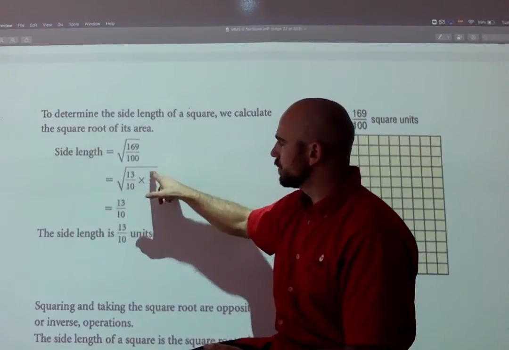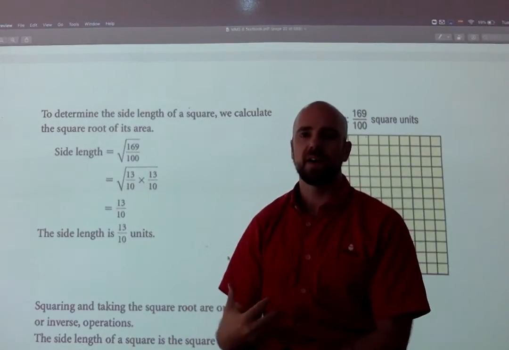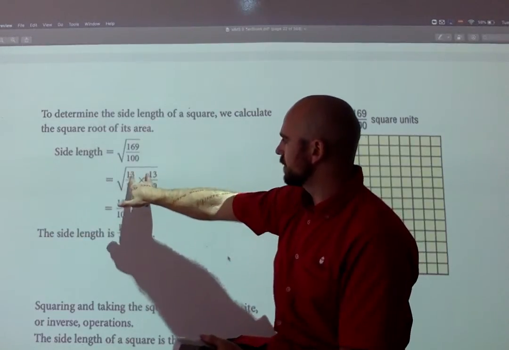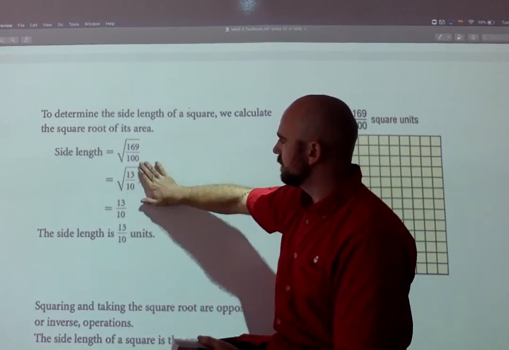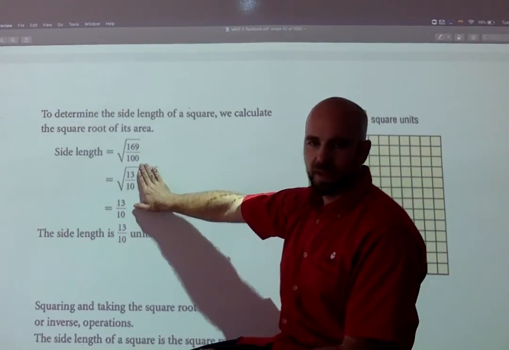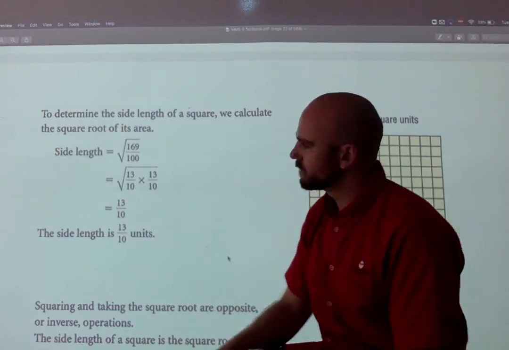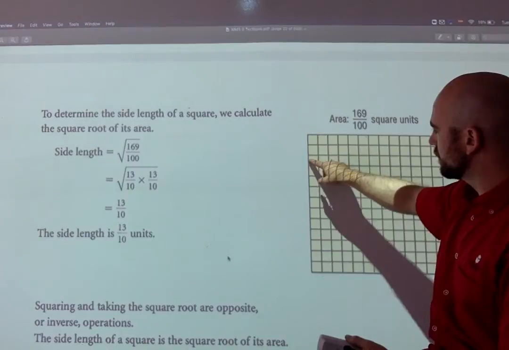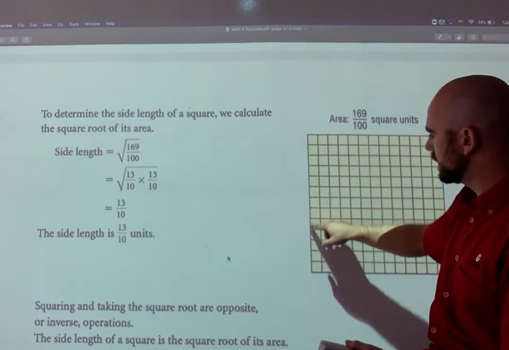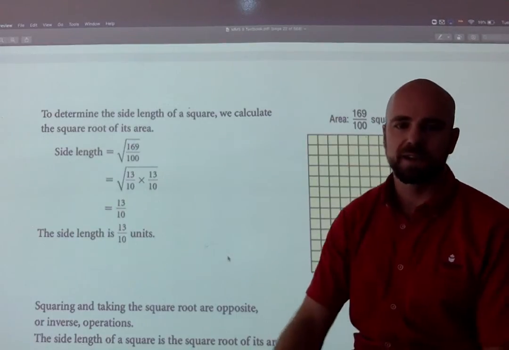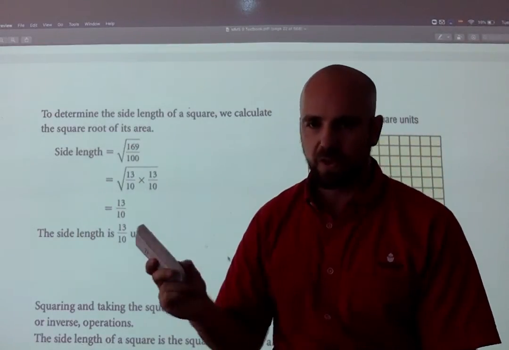So when we square root it, we're basically taking out one of the things that it's multiplied by. So instead of having 13 by 13, we're eliminating one of them, okay, because now it's no longer multiplied by itself, it's no longer squared, because we found the square root, and we end up getting 13 out of 10. So if we were to count it, we would count 1, 2, 3, 4, 5, 6, 7, 8, 9, 10, 11, 12, 13. And this side would be the same as well. All right? So that's what we're talking about today.